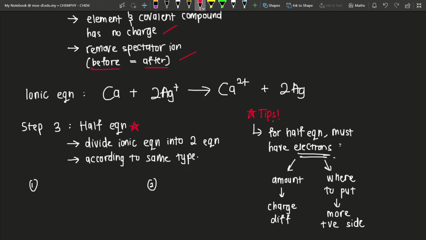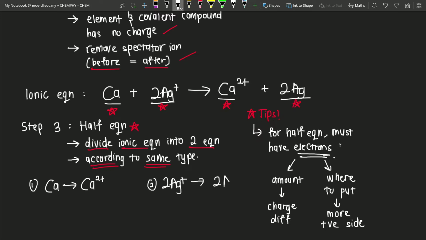How to do it? You guys will divide the ionic equation into two half equations according to the same type. So kalau tengok persamaan ion, kita ada Ca plus Ca2+ plus 2Ag. So you guys akan pecahkan persamaan ion kepada dua persamaan ikut jenis yang sama. So kalau Ca, dia akan duduk dengan Ca2+ jenis yang sama. So you guys will write Ca2+. And then kalau Ag+ akan duduk dengan Ag. So you guys will write 2Ag+ → 2Ag.